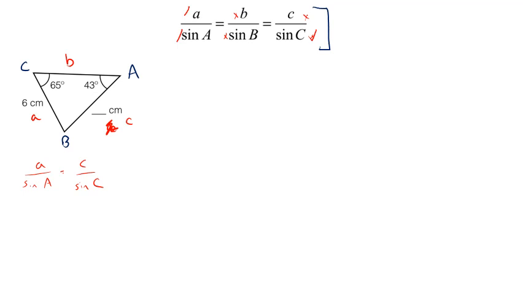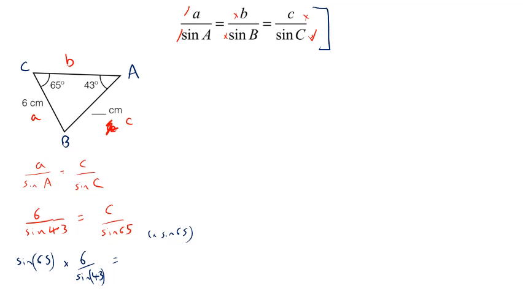Now side a is 6, I'm just substituting, over sine 43 equals, now c we don't know, over sine 65. Now this is just an equation that needs solving. If we had x over 6, we'd times by 6. So here we're timesing by sine 65. And so therefore into your calculator you're going to put sine 65 times by 6 over sine 43. And that is going to give you a value for side length c.